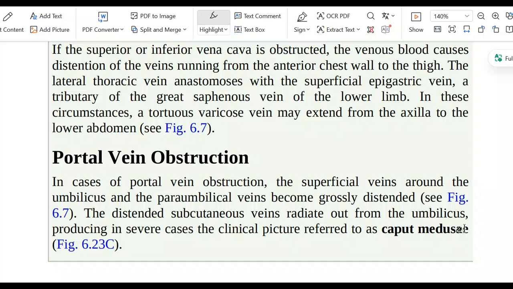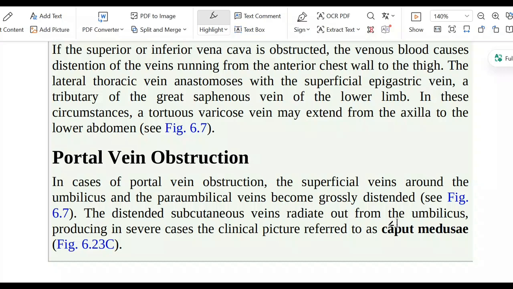Now the book has mentioned a word, caput medusae. Now what is this? Because pressure is very high in the liver, the superficial veins around the umbilicus enlarge, and they radiate in all directions. This radiation resembles the snake hair of the Medusa in Greek mythology. Hence the name caput medusae, that is, the head of Medusa. It resembles the snake hair in Greek mythology. That's why it is called caput medusae.